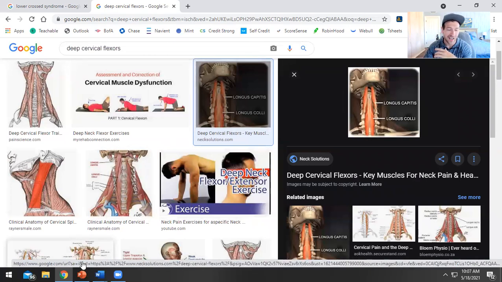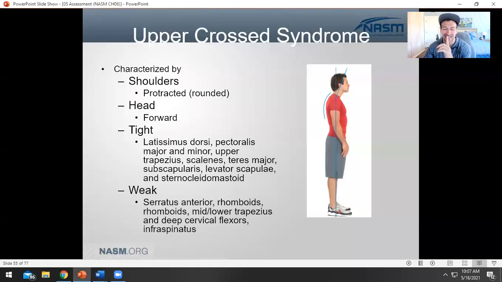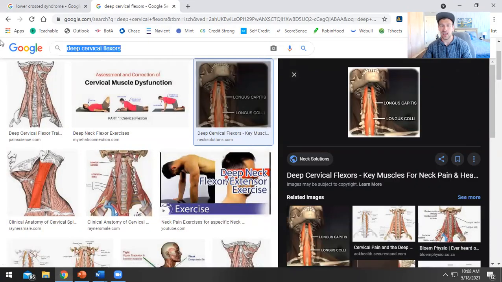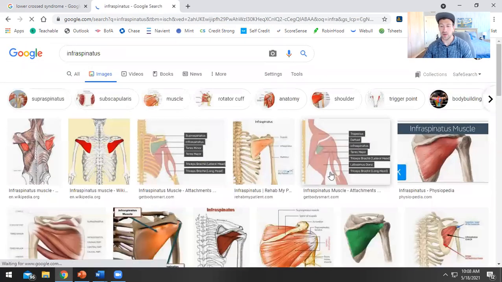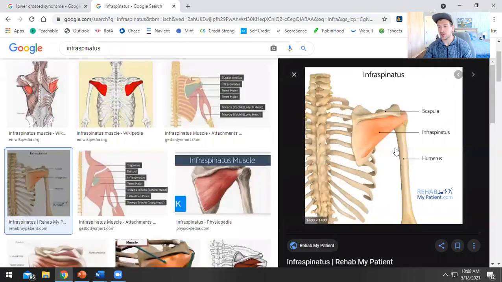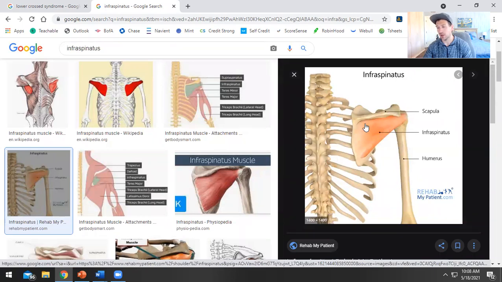Shocker, right? So then we have our infraspinatus as well. Your infraspinatus is actually a rotator cuff muscle, and it works exactly the opposite of your teres major and your subscapularis. Your subscapularis was living on the other side of this bone, grabbing the front of the humerus. Well, this is on the back, grabbing the back. So if one is in charge of internal rotation, your infraspinatus does external rotation.